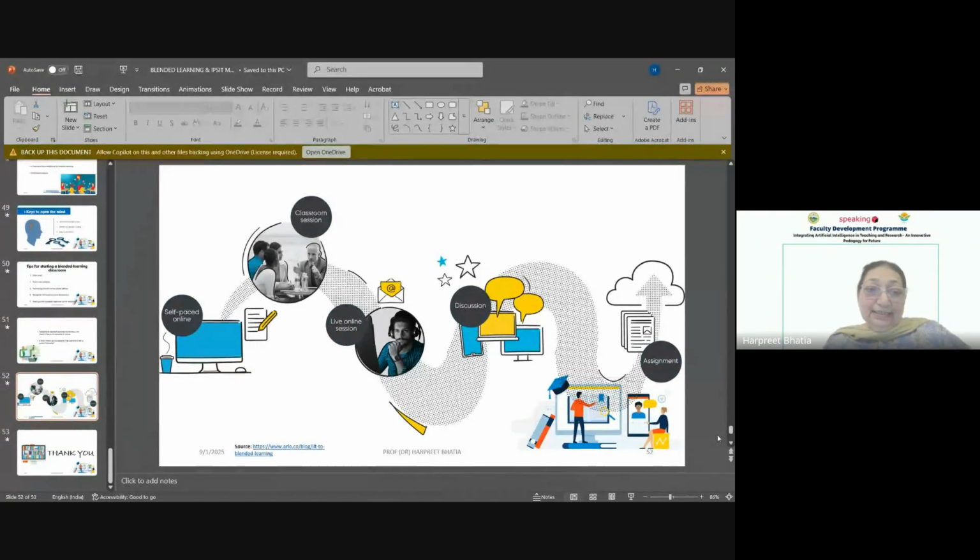So this is the self-paced online learning, classroom sessions, live online sessions, discussions, assignments. These are the various components of blended learning.